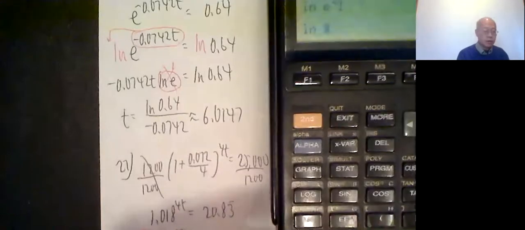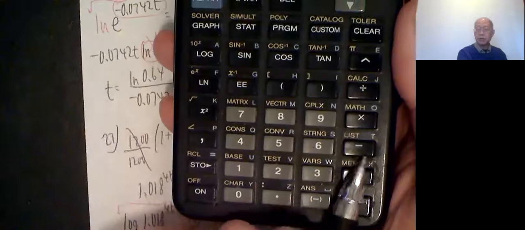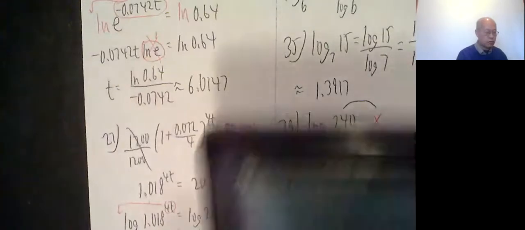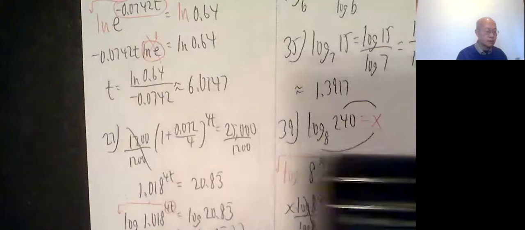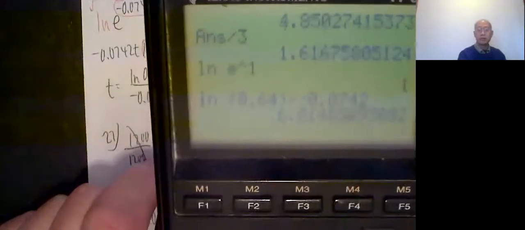Okay, so ln of 0.64. For those of you that have an automatic left paren, then you have to close it. So ln parentheses 0.64, close parentheses, like that. And then divided by negative. Again, negative on my calculator looks like that. Don't use this one. This is subtraction. So negative 0.0742 equals 6.0147. 6.01465 rounded off to 6.0147.